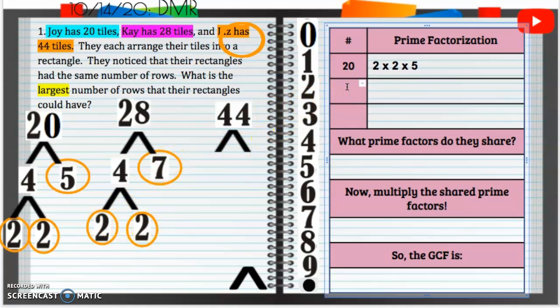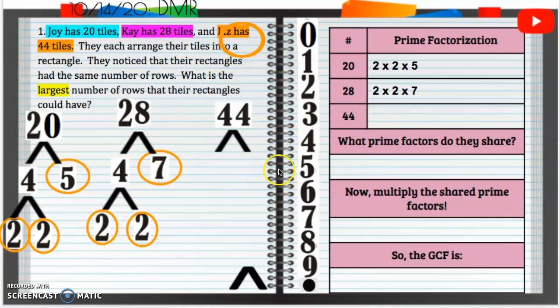So our prime factorization of 28 is going to be what? We have a 2, we have another 2, and we have a 7. Remember, these are being multiplied. All right, now we have our last one, 44.